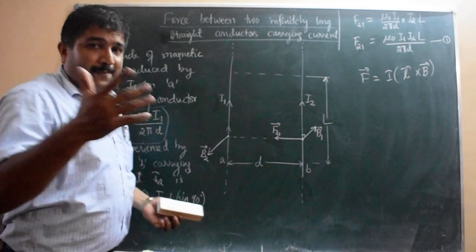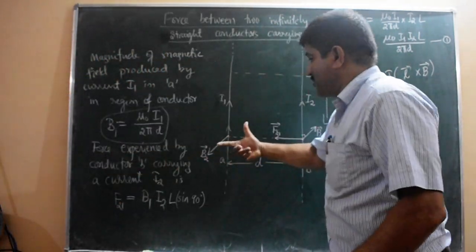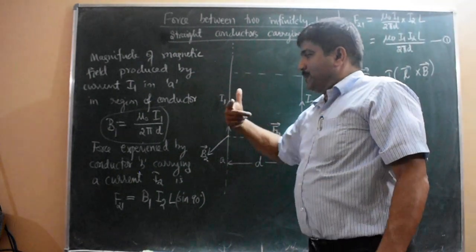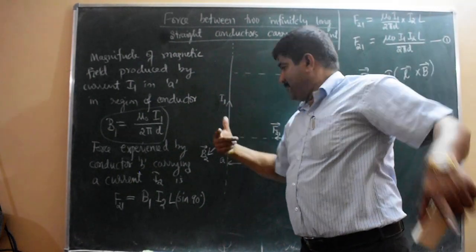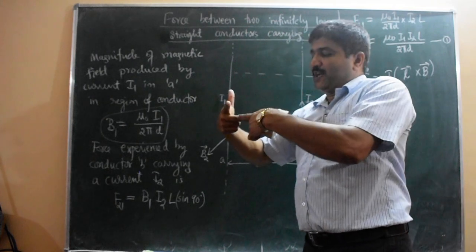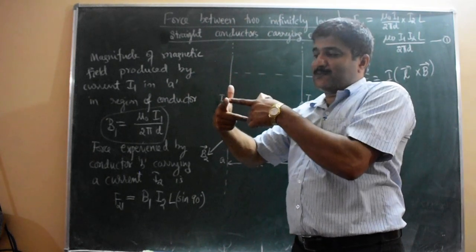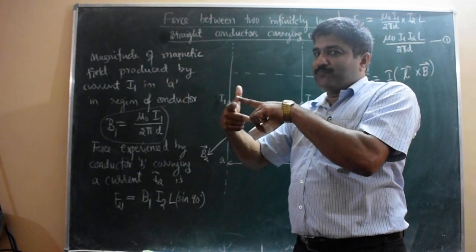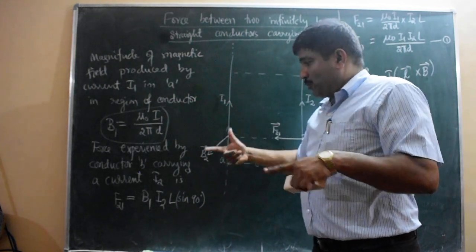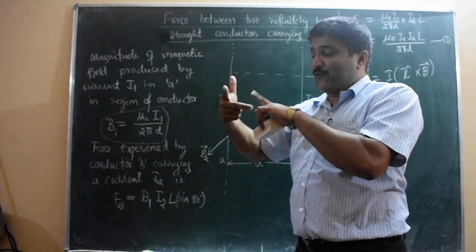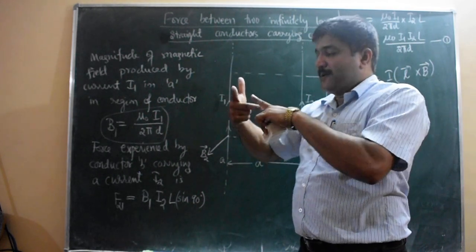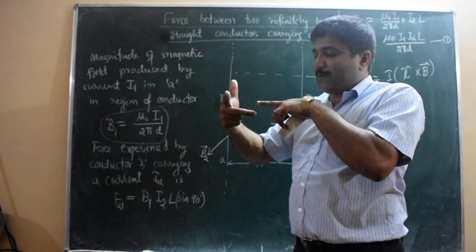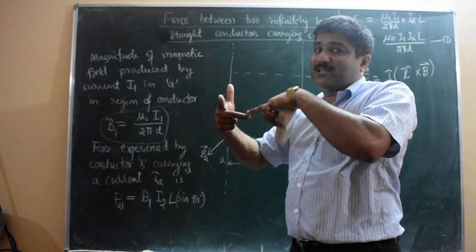Now again apply the right hand rule. The current is going up, so the IL vector is upward. The field B2 is outward. Then the force is L cross B. The thumb shows the L vector, then the forefinger shows the magnetic field B2. Then the force experienced by conductor A is shown by the middle finger. L then B, the middle finger shows the direction of L cross B.